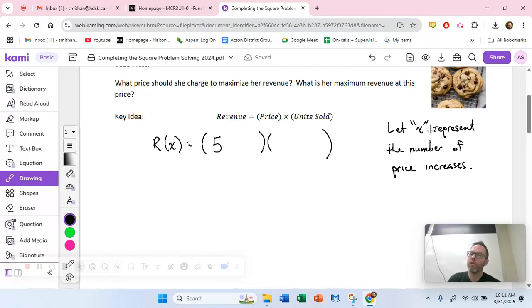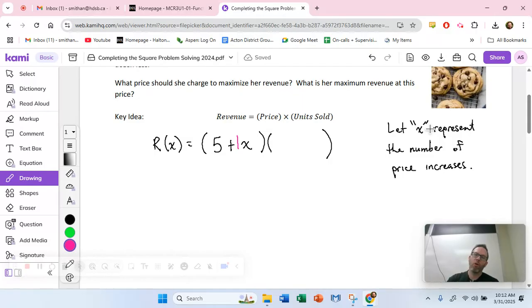Currently, Janelle charges $5. But a general expression for the price, taking into account the increases, would be 5 plus x. You could also think of this as writing a 1 in here, and you can put 5 plus 1x or 5 plus x. I'm not your dad. Do what you want. But this makes sense for the price. Say if x is equal to 5, you increase the price 5 times and you get $10, which makes sense.